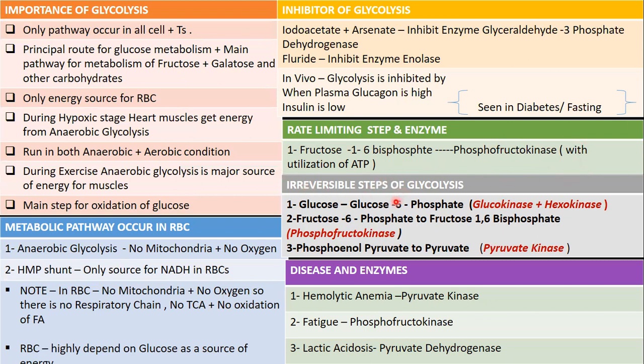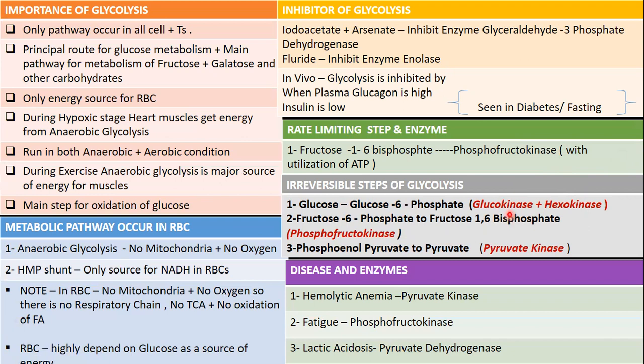Coming to the irreversible steps, there are 3 irreversible steps in glycolysis, and you need to memorize them by heart. It might come. The first step is glucose to glucose 6-phosphate, and the enzymes used are glucokinase and hexokinase. Glucokinase is present in liver and pancreatic B cells, and hexokinase is present in extrahepatic tissues. So this you need to learn.